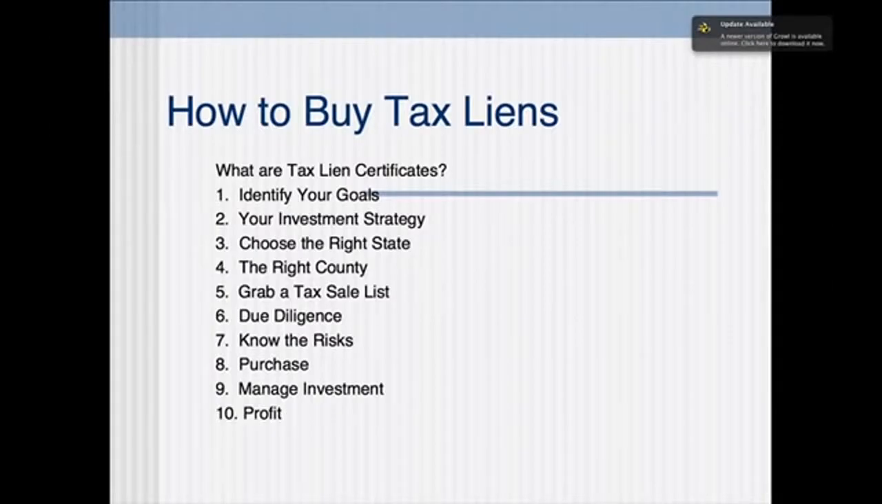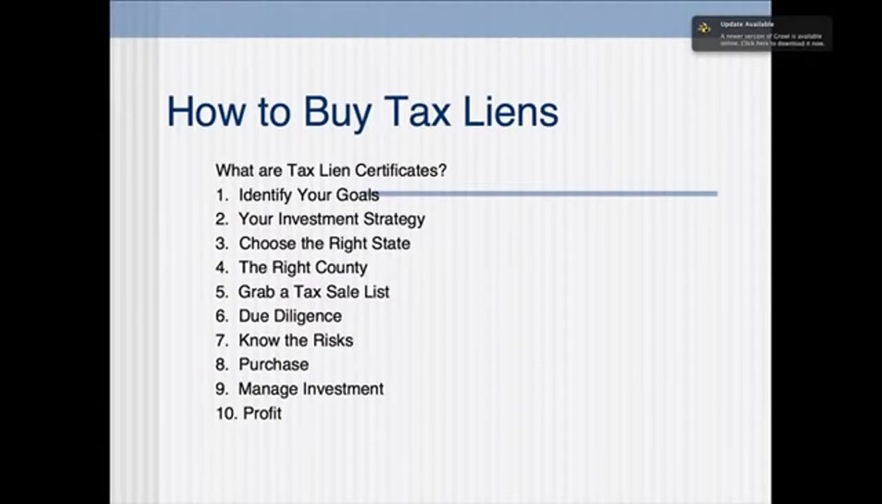Now, once you've obtained that tax sale list through one of those methods, then what you're going to do is start doing your due diligence. Believe it or not, there are some things you're going to want to do, because when you find the right opportunity, the right tax lien, you're going to want to invest in it. And there are also reasons to stay away from certain tax liens that you don't want to bid on. So the due diligence is really very, very important.